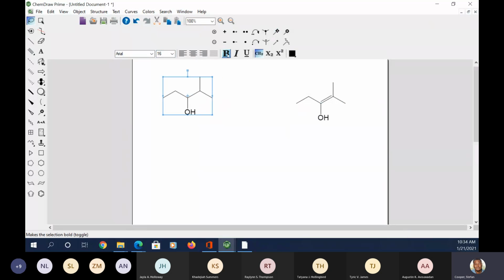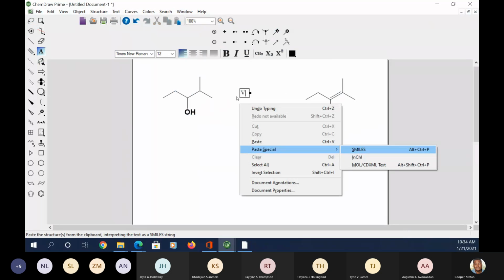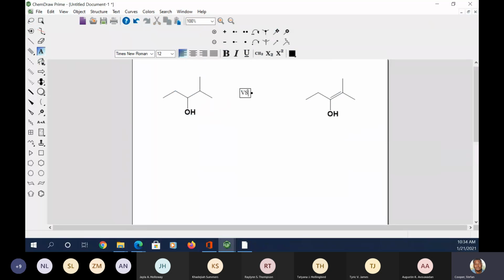All right, let's see if we can name these two molecules. Help me out with the first molecule on the left. How do I name that molecule? I need to come up with my parent chain. How many carbons in the parent chain? 5. Okay.